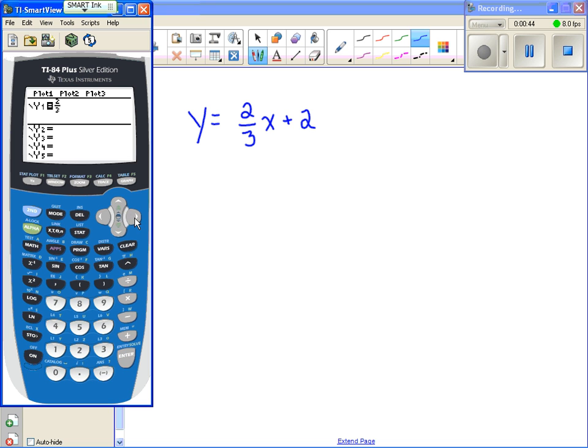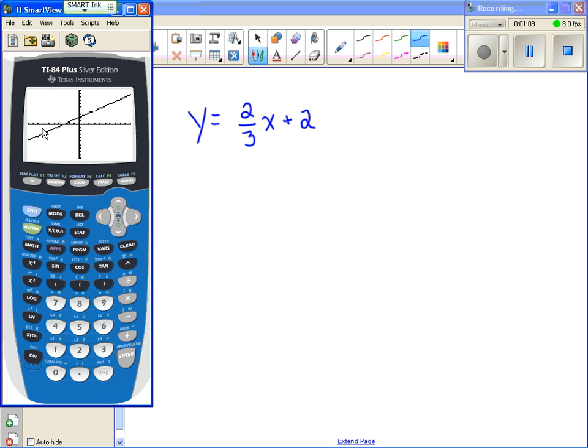Now there's a shortcut key to the x. You can either do alpha and then hunt for the x, or right next to the alpha key, you'll see it says x, t, theta, and n. And the mode that we're in right now will give us x. If you click on that button, it will give you x plus 2. Now, if you just hit graph, you'll get a graph depending on how you set your window.